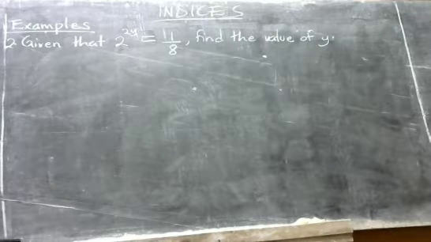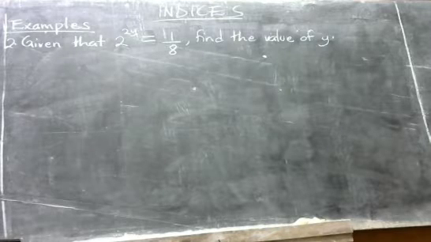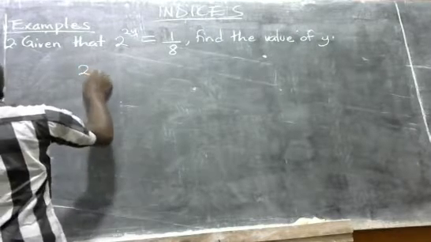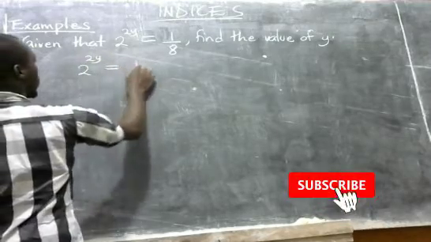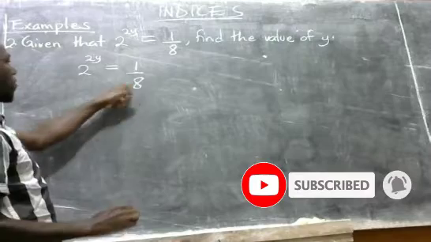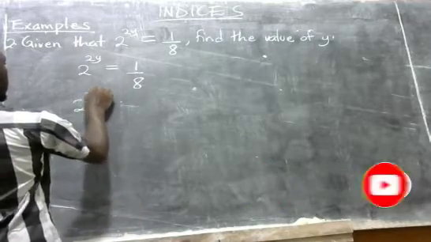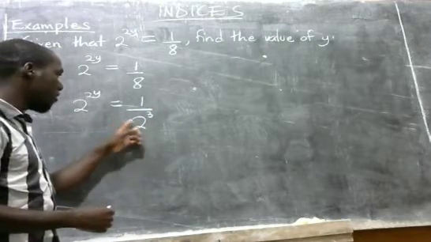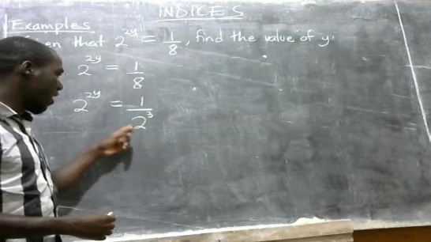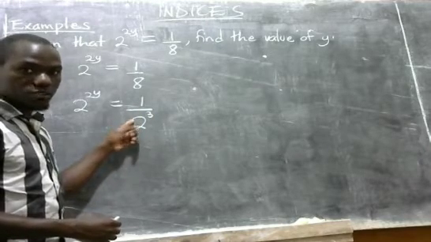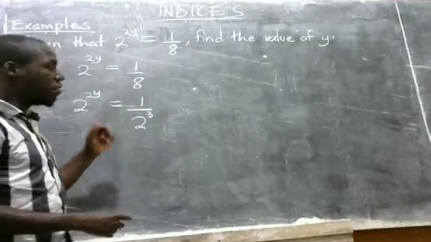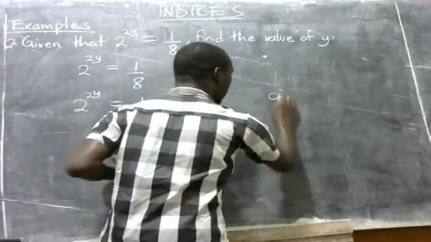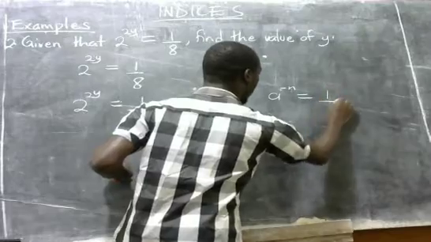Example 2, given that 2 power 2y is equal to 1 all over 8, find the value of y. I'm going to prime decompose 8. We know that 8 is the same as 2 power 3. Now, I'm going to look for ways of taking this base back to the numerator. Remember, we said if you have a power negative n, it is equal to 1 all over.